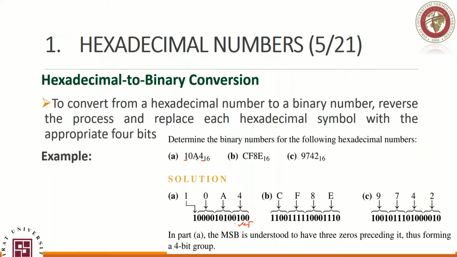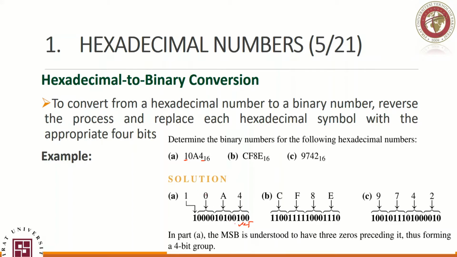Alright, let's take A. A is represented by 10 in decimal. 10 is composed of 8 plus 2, so we need 8. Okay? We don't need 4, it's not there. We need 2, and we don't need 1. So 1, 0, 1, 0.